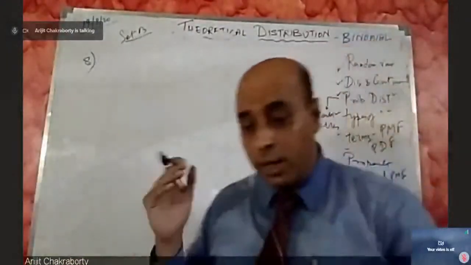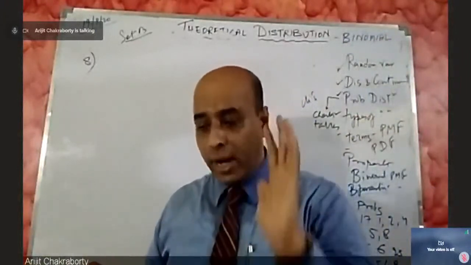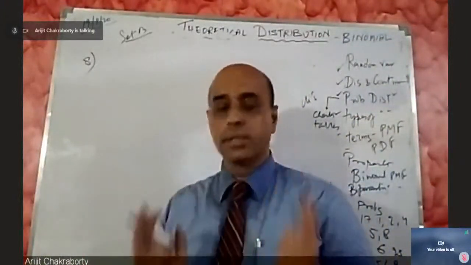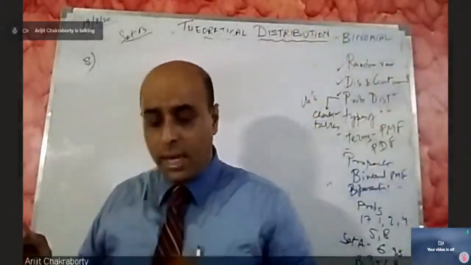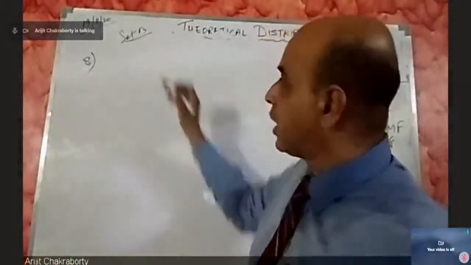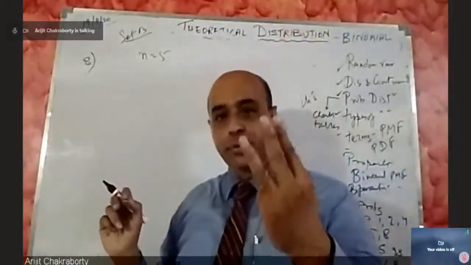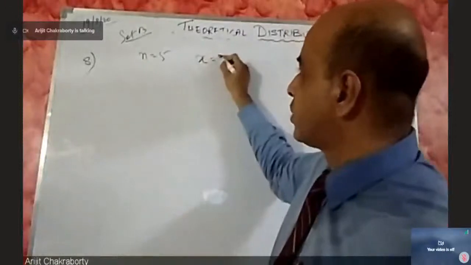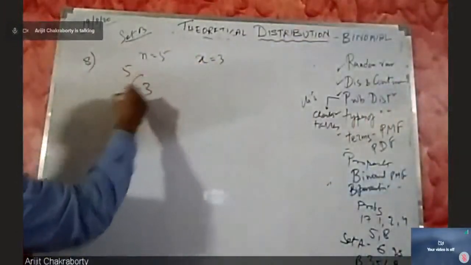Number 8. What is the probability of making 3 correct guesses in 5 true and false answer type questions? Very simple, 5 true and false answer type questions, which means 5 trials. So n is 5, and probability of making 3 correct guesses, so x is 3. So direct application, it becomes 5C3.